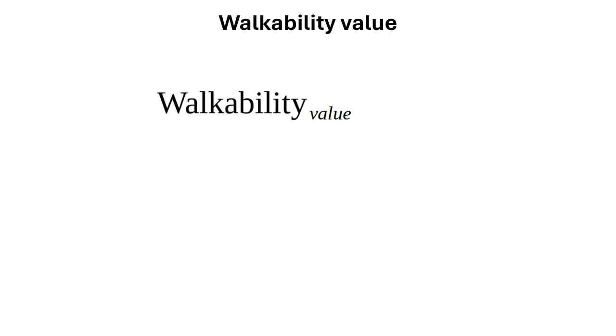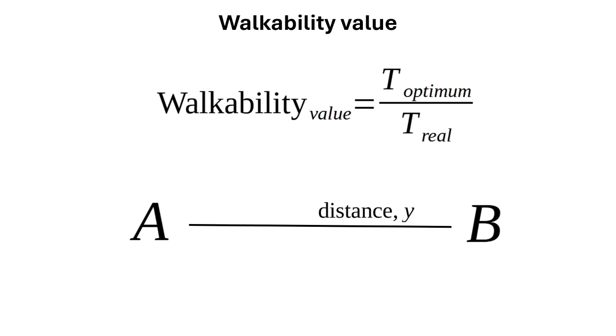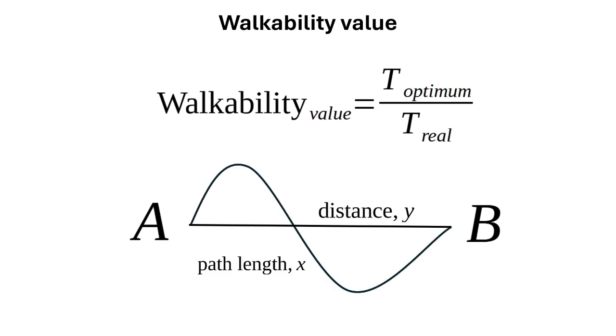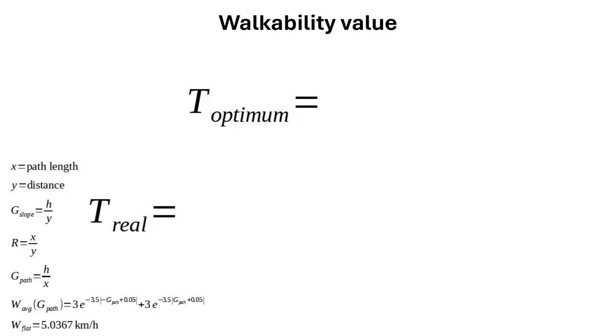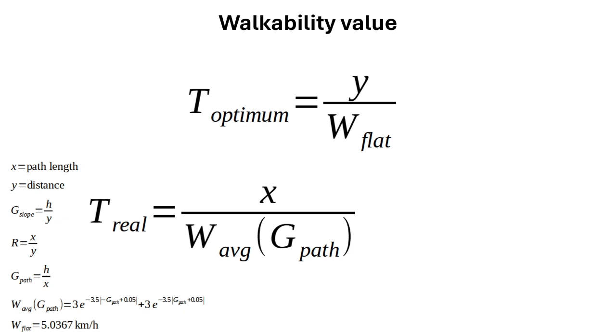We do this by defining two intermediate variables, the optimum walking time T optimum and the realistic walking time T real, for a hypothetical journey from A to B separated by a distance y with a walking path length of x. T optimum can be calculated as the distance y over the walking speed on flat ground W flat. T real can be calculated as the path length x over the walking speed on the path gradient W average G path. Since r is the ratio of path length to distance, r equals x over y, we can replace x with ry.